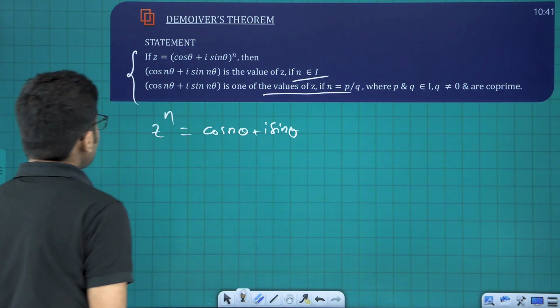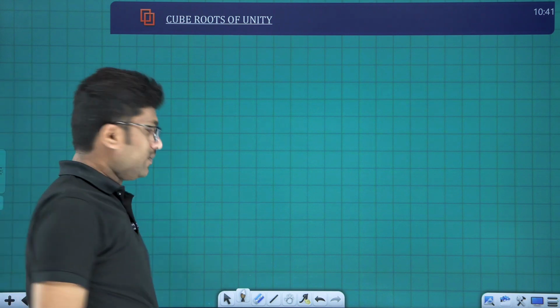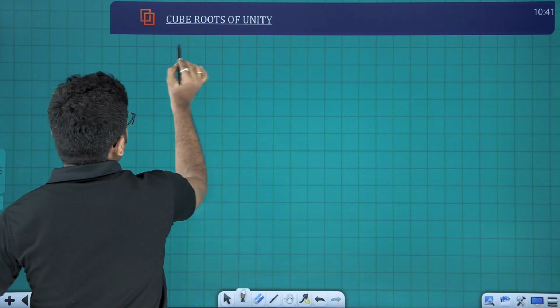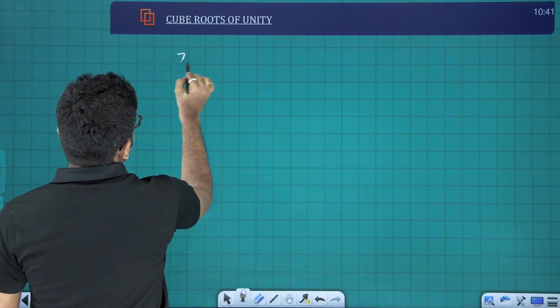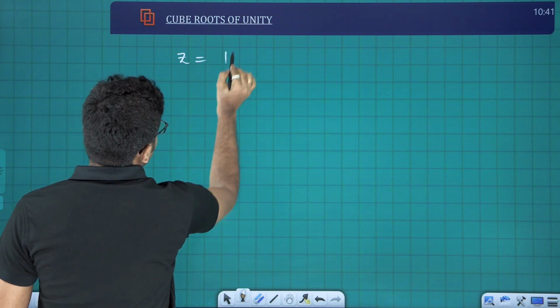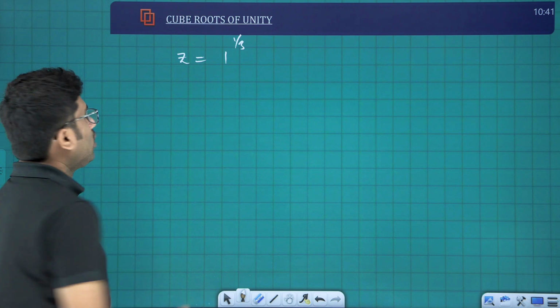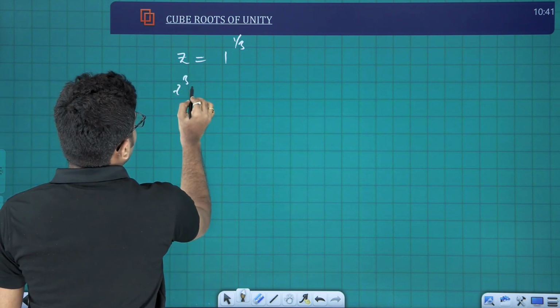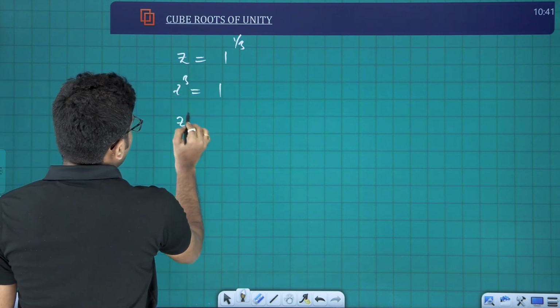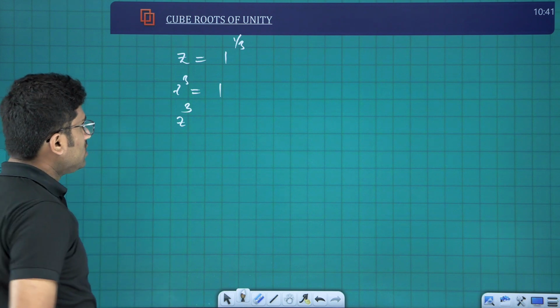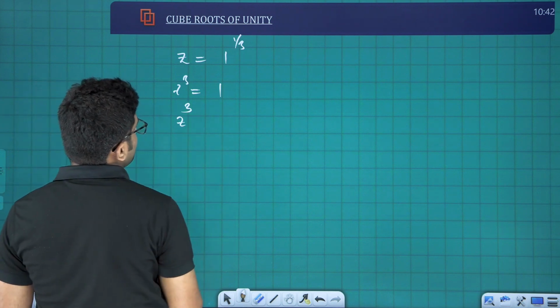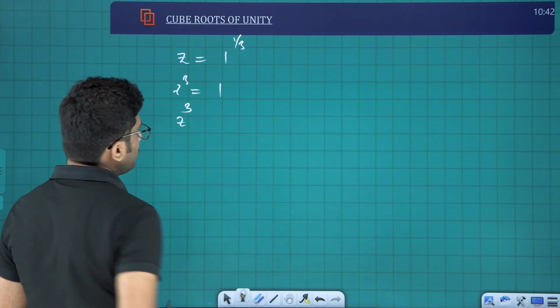Okay. Next, cube roots of unity. Let's say Z is any complex number which is equal to the cube root, meaning 1 power 1 by 3, friends. Now cubing on both sides, we get Z cube is equal to 1. Z cube is equal to 1.